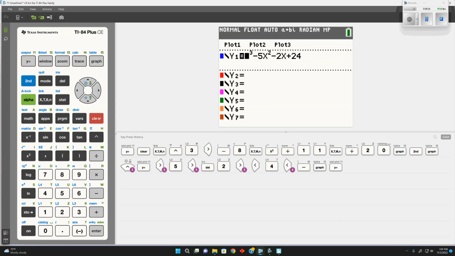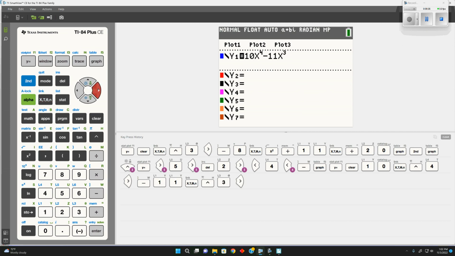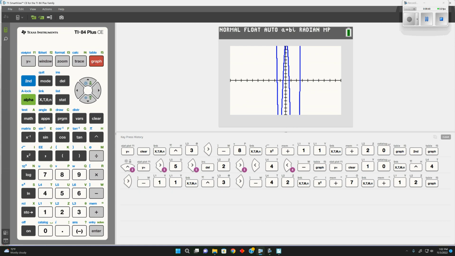So y equals 10x to the 4th minus x to the 3rd. I think it's plus squared. Does this intersect at nice numbers? No. Okay. Now this here is where the rational zeros really does come into play and is very helpful.